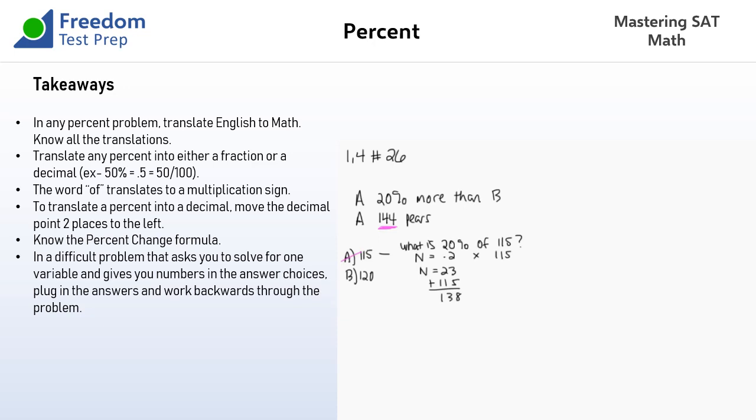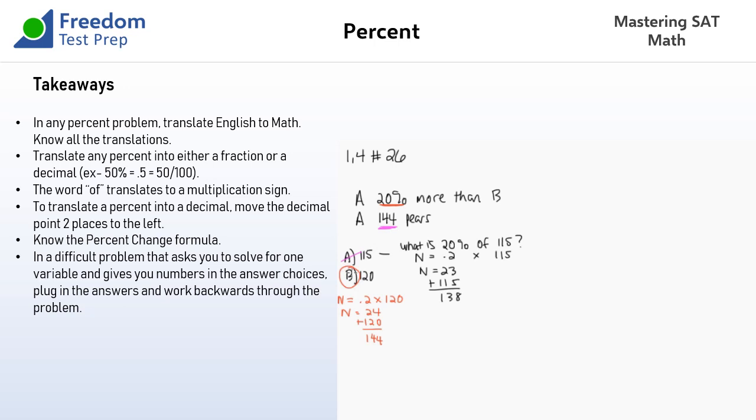Now we're going to go to B, and I'll use a different color here to indicate B. So for B, we're going to do the same thing as we just did. We're just going to use 120 instead of 115. So we still have the 20% because that's the given information. A is 20% more than B. So we're going to do 20% of 120, and we get 24 this time, and we're going to add back the 120. And lo and behold, we get 144. That's what we want. B is our answer.